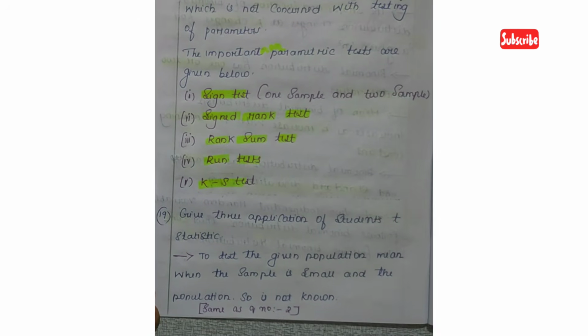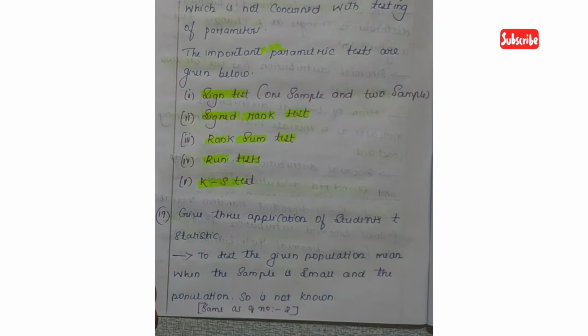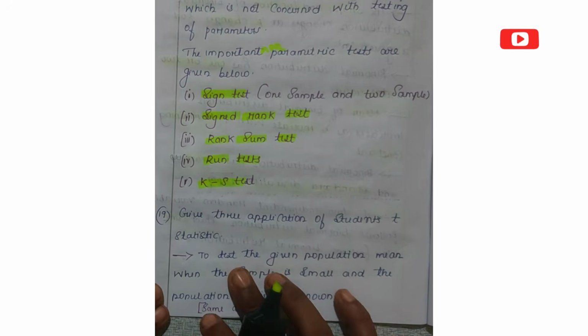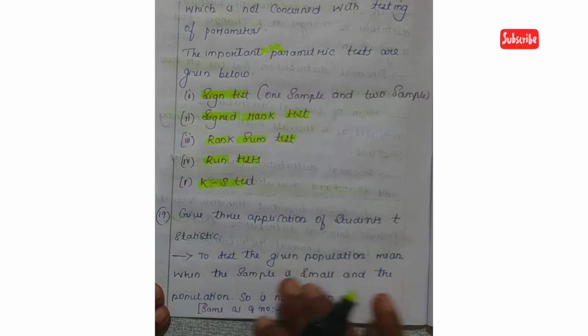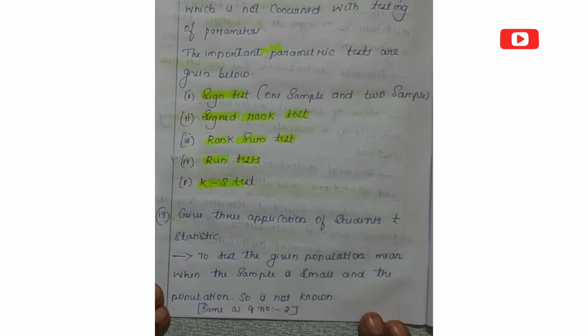ദ നെക്സ്റ്റ് ക്വസ്റ്റ്യൻ, ഗീവ് 3 ആപ്ലിക്കേഷൻ ഓഫ് സ്റ്റുഡന്റ് ടി സ്റ്റാറ്റിസ്റ്റിക്. സോ സ്റ്റുഡന്റ് ടി സ്റ്റാറ്റിസ്റ്റിക് എന്ന് പറയുന്നത് വേറെ ഒന്നും തന്നെയല്ല, സെയിം നമ്മൾ ഡിസ്കസ് ചെയ്തു ക്വസ്റ്റ്യൻ നമ്പർ 2 എന്താണ് ടി ടെസ്റ്റിന്റെ യൂസസ്. സോ ടി ടെസ്റ്റും സ്റ്റുഡന്റ് ടി സ്റ്റാറ്റിസ്റ്റിക് എന്ന് പറഞ്ഞാലും സെയിം തന്നെയാണ്. ടി ടെസ്റ്റിന്റെ ആപ്ലിക്കേഷൻ ആണ് ചോദിച്ചിരിക്കുന്നത്, ദാറ്റ് ഇസ് ഇമ്പോർട്ടൻസ്.